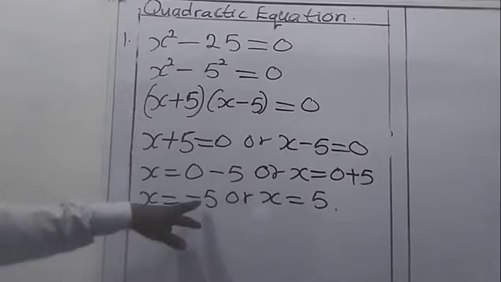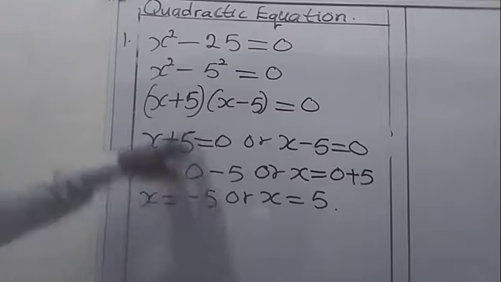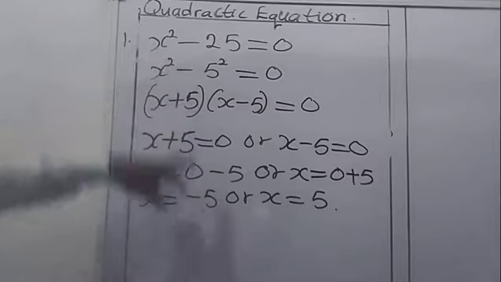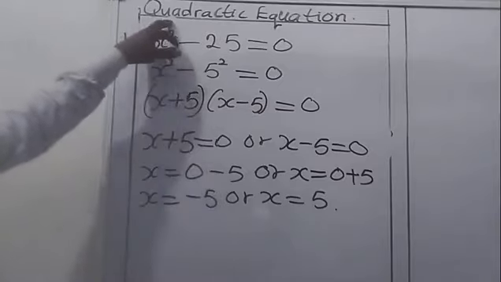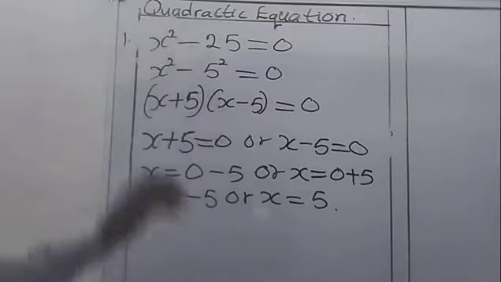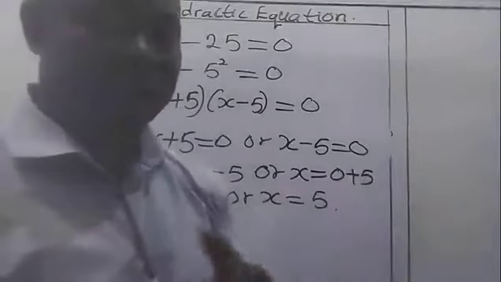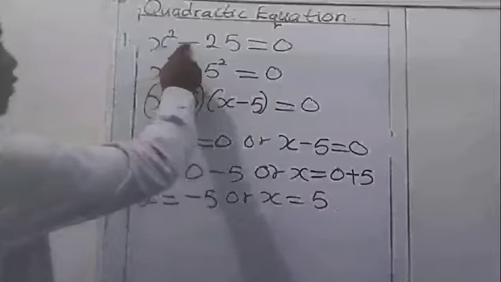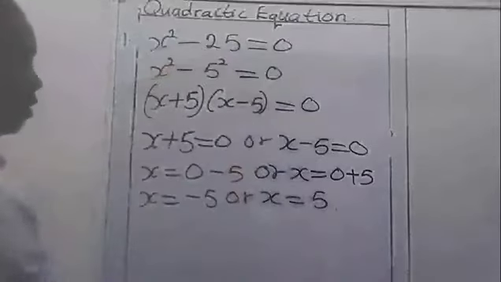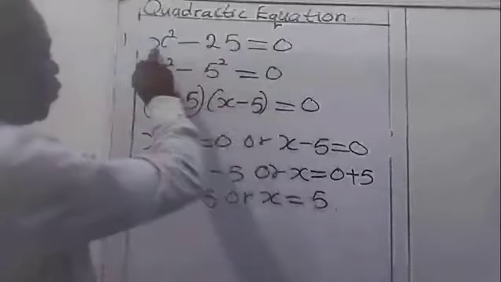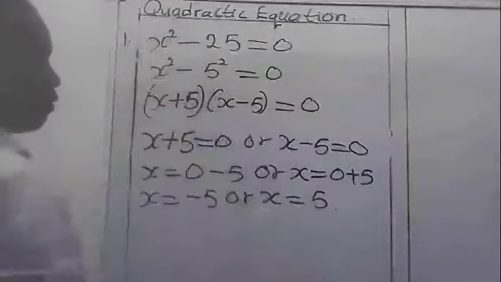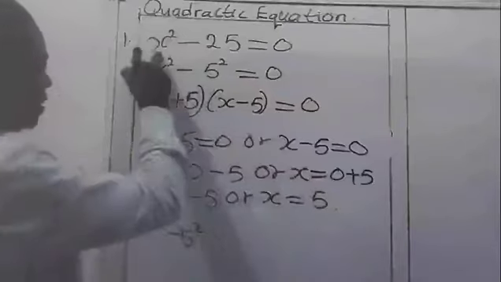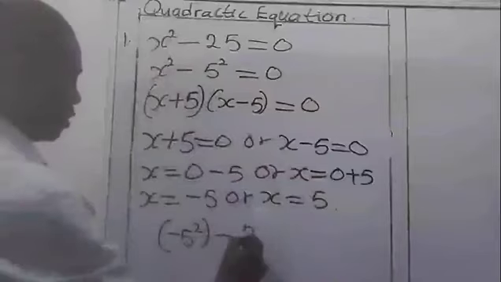So if you put negative 5 into this x, we now have minus 5 squared. Since it is minus 5 squared, it means minus 5 times minus 5. The negatives will cancel each other, then we have 5 times 5, which is 25. 25 minus 25 gives 0.